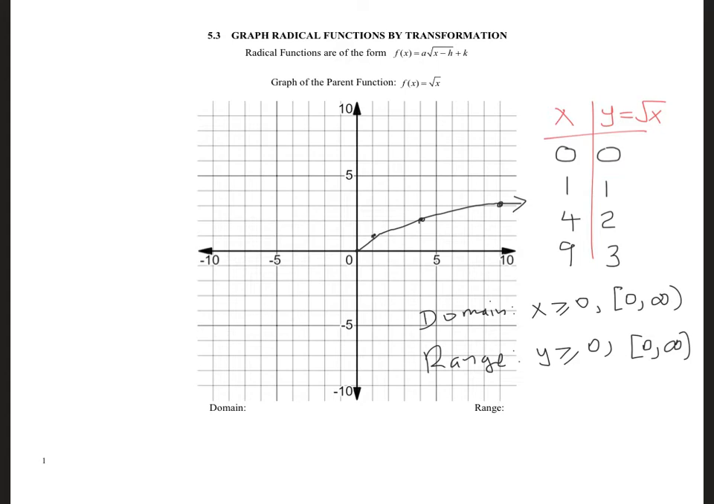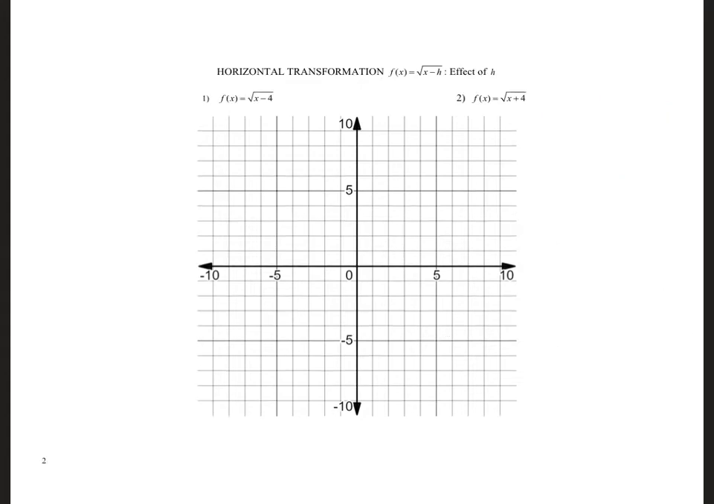Now all I'm going to do is to transform the parent function. So these are the equations I have here. I start with the parent function. So it's 0, 0, 1, 1, 4, 2, and 9, 3. So I connect the points. So that's the parent function.